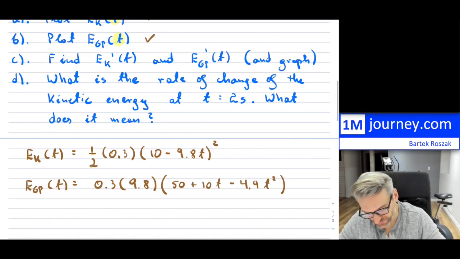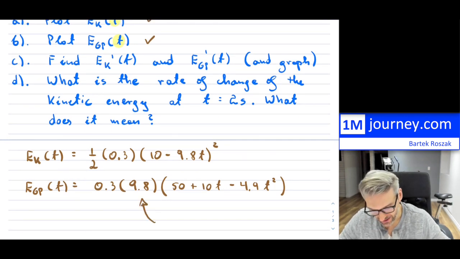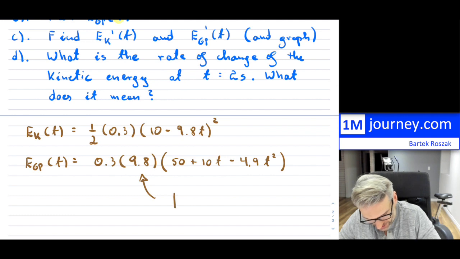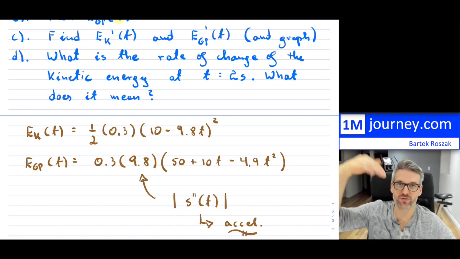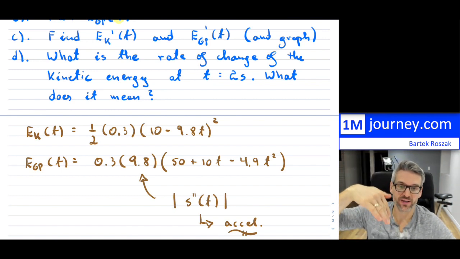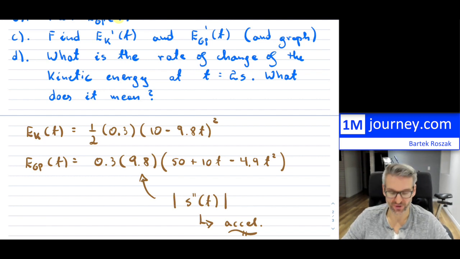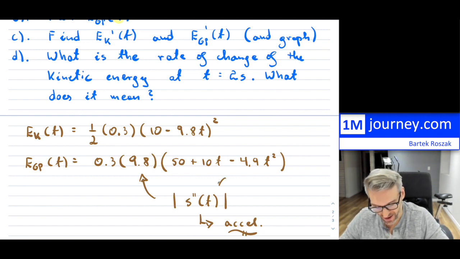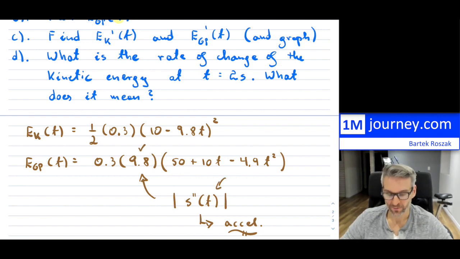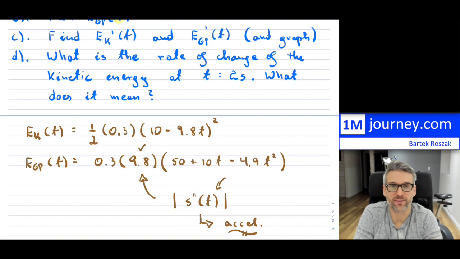Now, by the way, this gravity we could get because it is nothing else but the absolute value of the second derivative. This is the acceleration that we are experiencing, but because we made down to be negative, if you take the second derivative of s, you're going to get negative 9.8, which just means that it's falling down, and we want its magnitude, which is 9.8 here. If you substitute that in, you're going to get your gravitational potential energy equation.